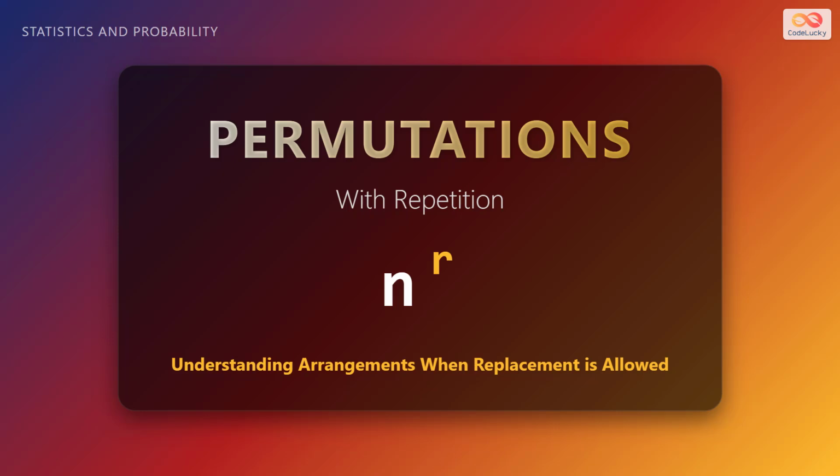In this lesson, we are going to explore how to calculate the number of arrangements for a set of items when order matters and replacement is allowed. The formula we will be mastering is n to the power of r.